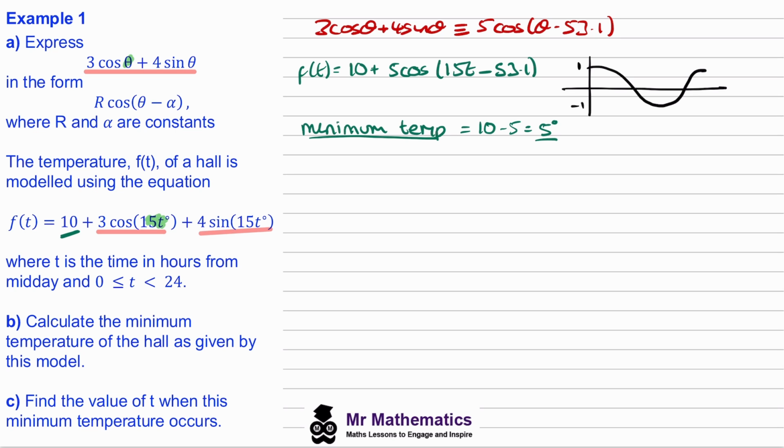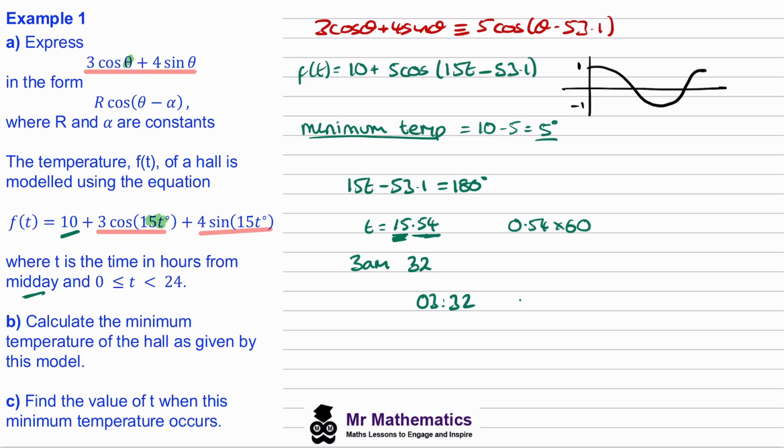And the minimum temperature will occur at this point where it's negative 1. So this is 180 degrees. We can solve this equation and t works out as 15.54. We can work this time out in hours and minutes. We've got 15 hours from midday, so this will be 3 a.m. and 0.54 of an hour, so 0.54 of 60 minutes, which gives us just over 32 minutes. So the minimum temperature will be at 0332, and this will be at 5 degrees.